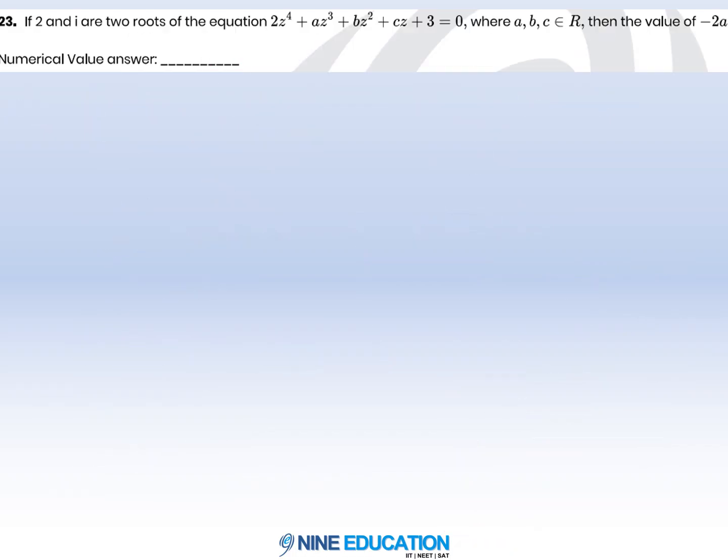Let's discuss question number 23. It is given 2 and I are roots of the equation. So equation of degree 4 is given, for which roots are 2 and I. Then we need to find value of minus 2a. Okay. A is coefficient of z cube in this. So given equation is 2z power 4 plus az cube plus bz square plus cz plus 3 equals to 0. For which roots are given as 2 and I.